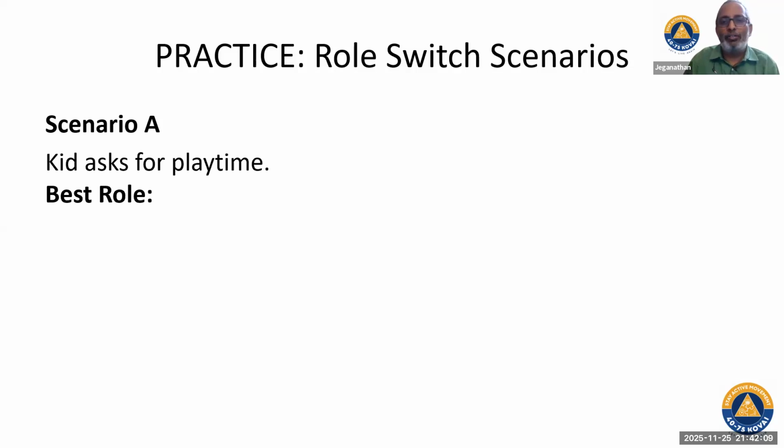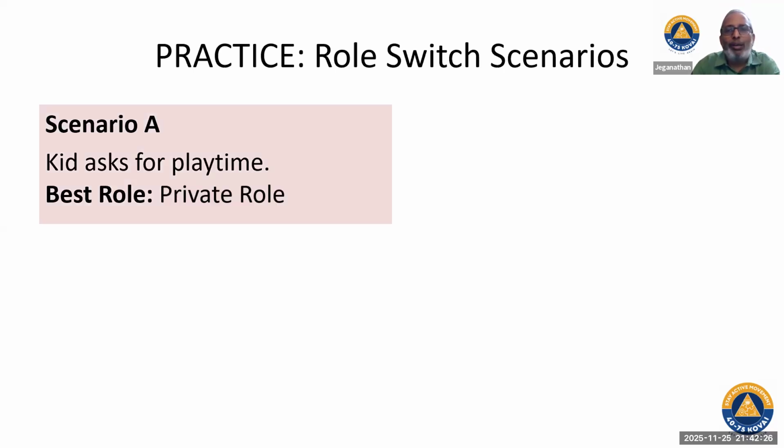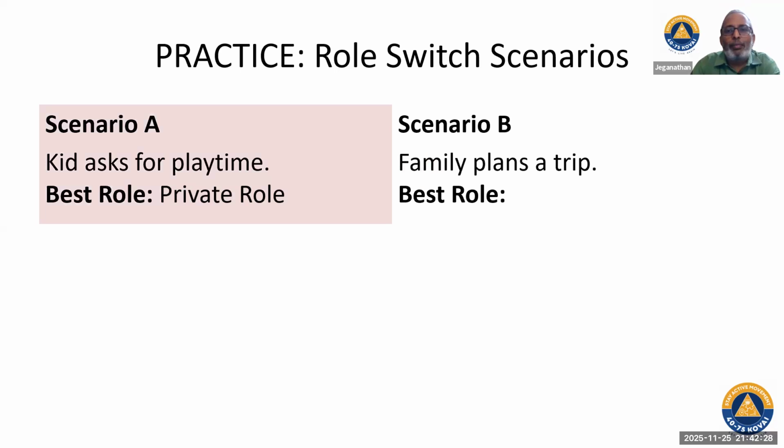Okay, fast fingers. Sivashanmuga Priya says private. Sumati says private. Priya says playful private child mode. Yes, wonderful. Great. That's a perfect answer. Now for the second one. Scenario B: family plans a trip. What is the role which is required here?